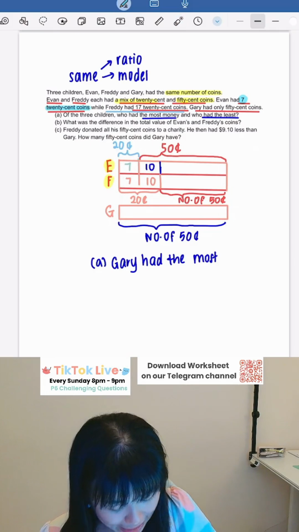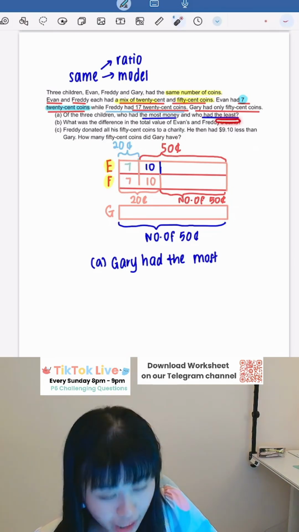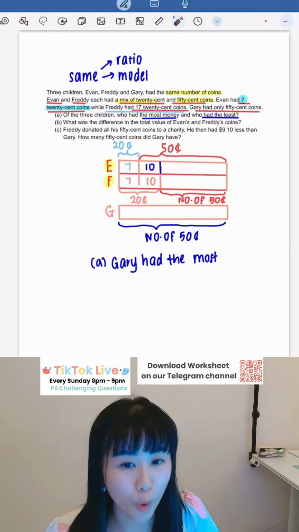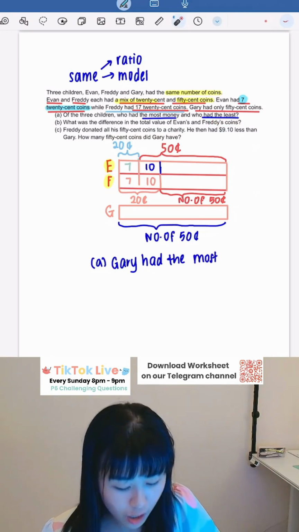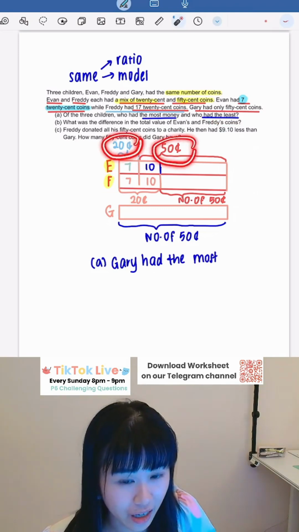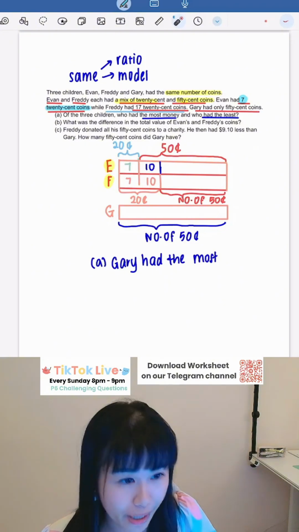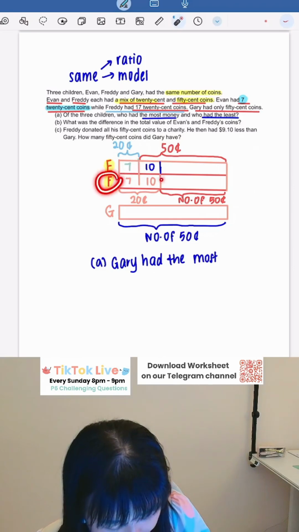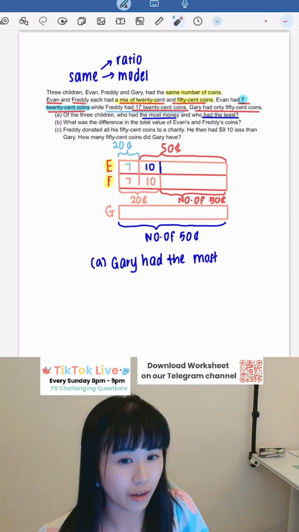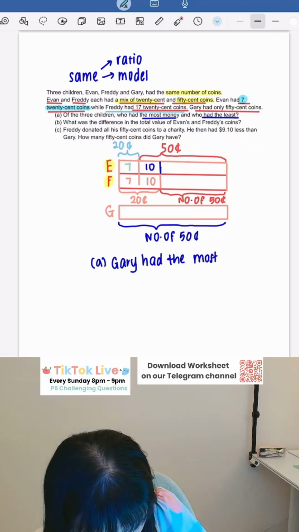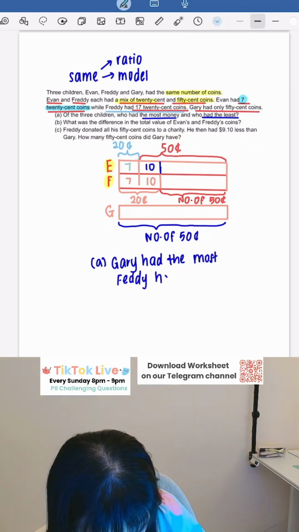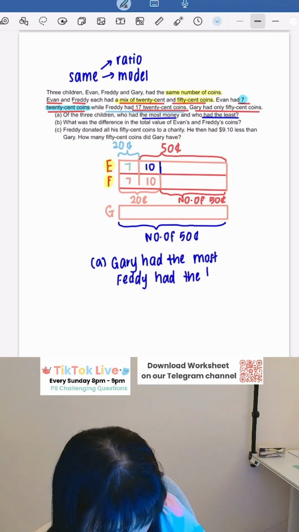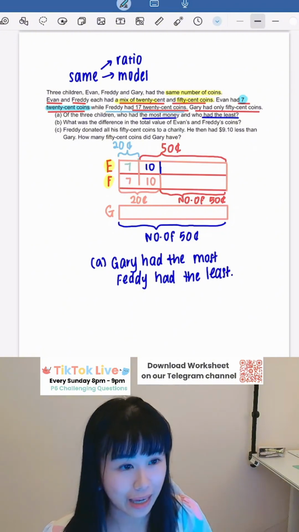Okay, who had the least? The person who had the least must be the person that has the most 20 cent coins, because 20 cent coin is less than 50 cent. So who has the most number of 20 cent coins? E got 7 20 cent coins, but F got 17 20 cent coins. So Freddy, very good. Okay, Freddy had the least. So minimally part A, you all must get the answer. Correct.